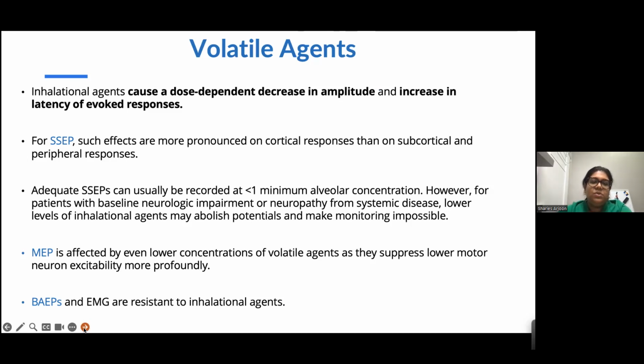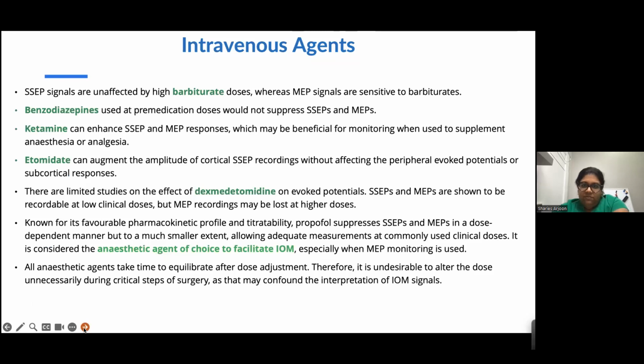MEP is affected by even lower concentrations of volatile agents as they suppress lower motor neuron excitability more profoundly, and BAEPs and EMGs are resistant to the inhalational agents. With regards to intravenous agents, SSEP signals are unaffected by high barbiturate doses, whereas MEP signals are sensitive to barbiturates. Benzodiazepines used at premedication doses would not suppress SSEPs and MEPs, whereas ketamine can enhance SSEP and MEP responses, which may be beneficial for monitoring when used to supplement anesthesia or analgesia.